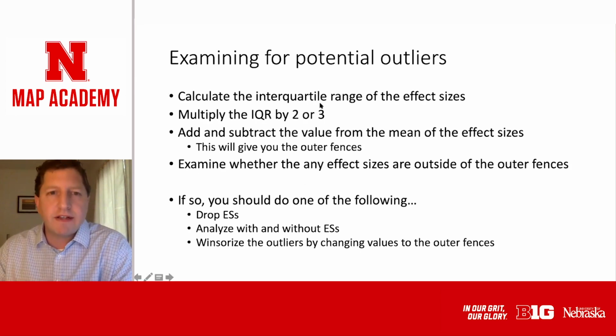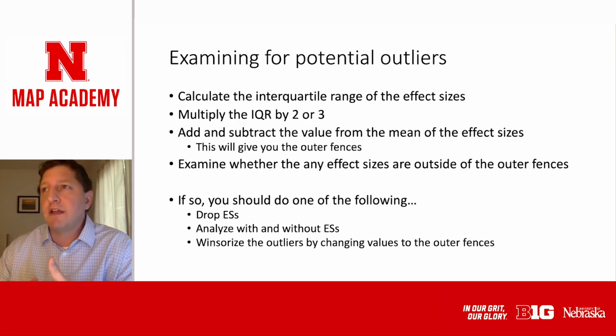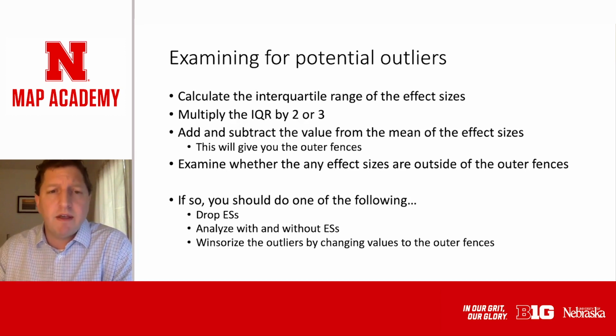Once we've got our effect sizes, what we want to do is examine for potential outliers. We want to see if there are any effects that really seem out of the ordinary, that are going to have a lot of leverage on our average weighted effect, and maybe give us a poor estimate of our average weighted effect.